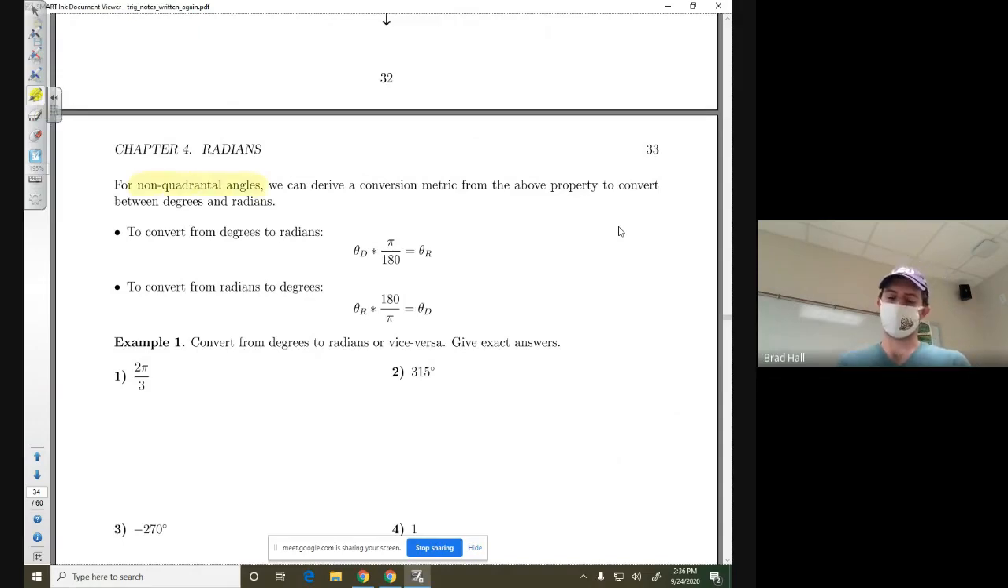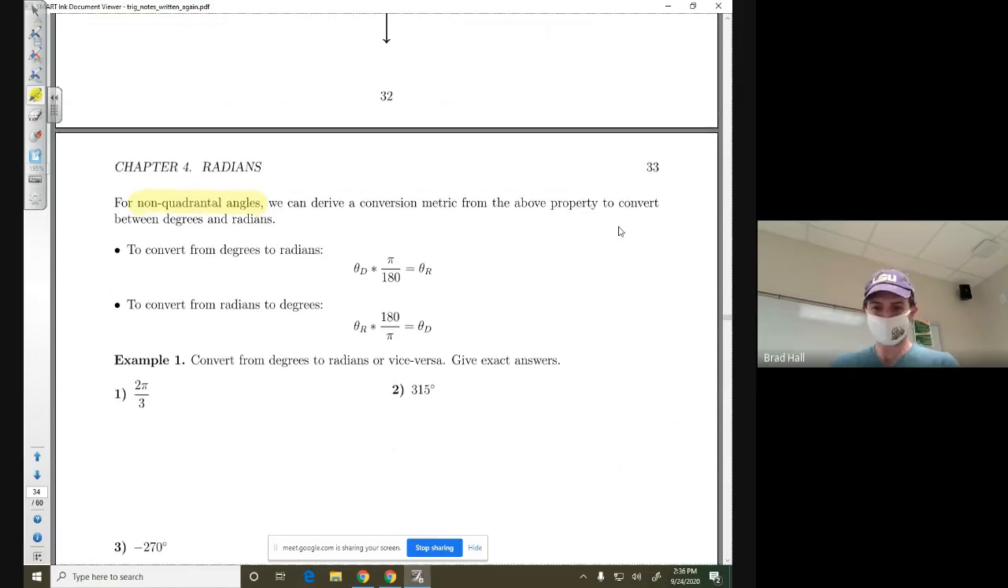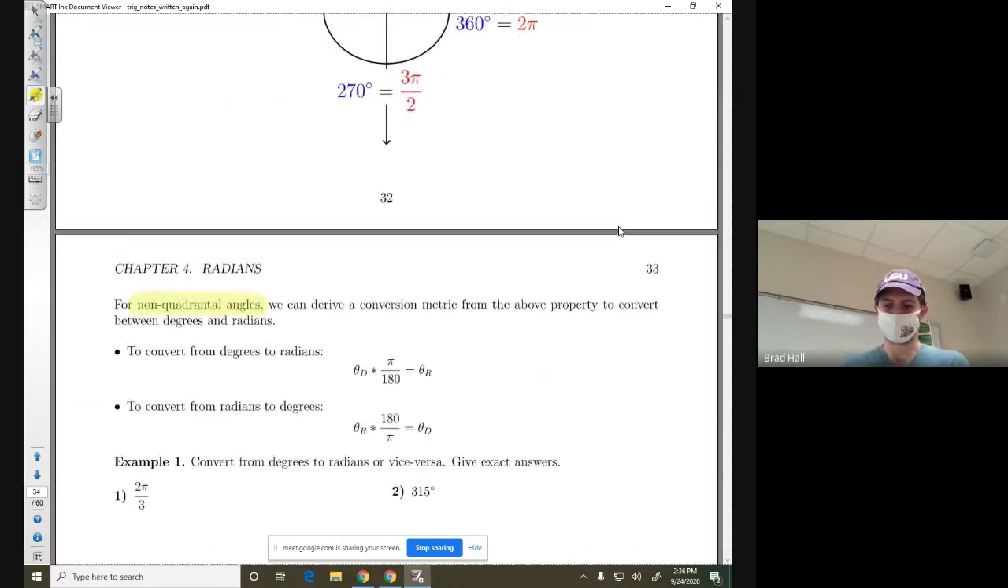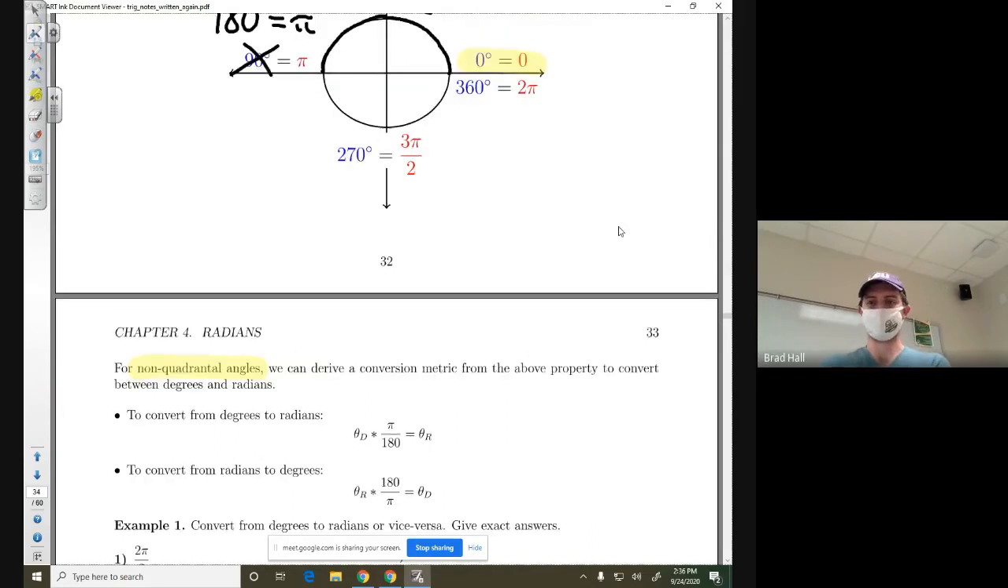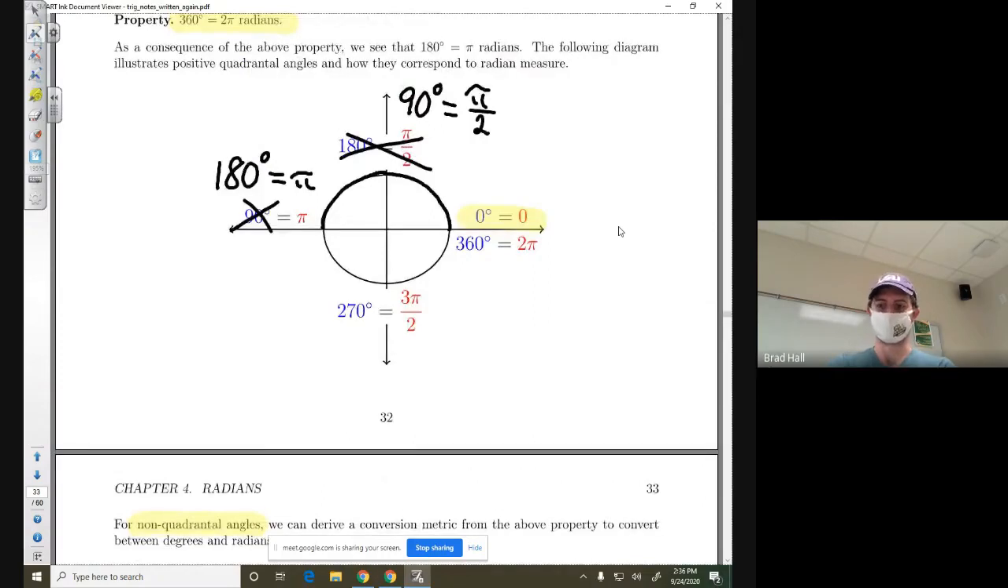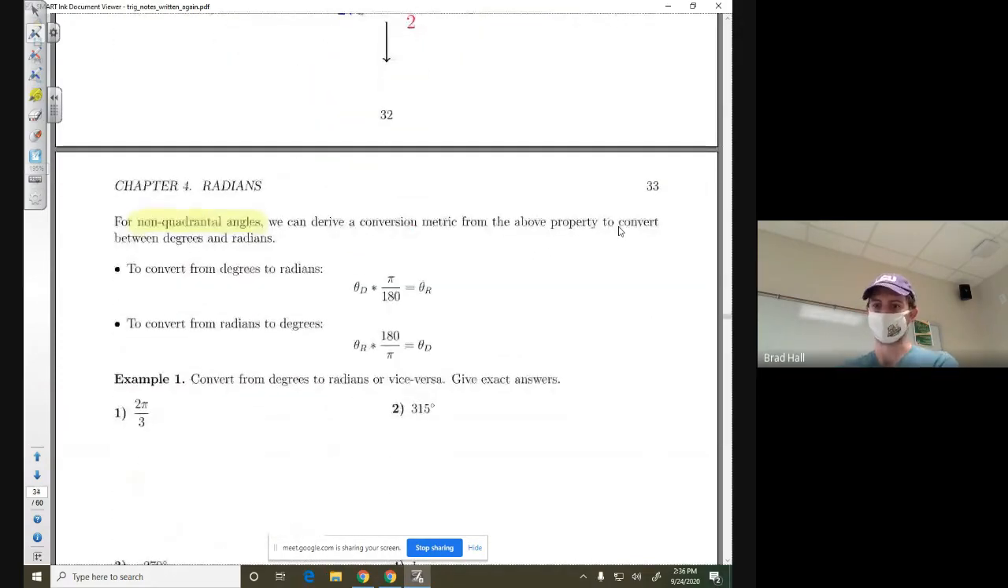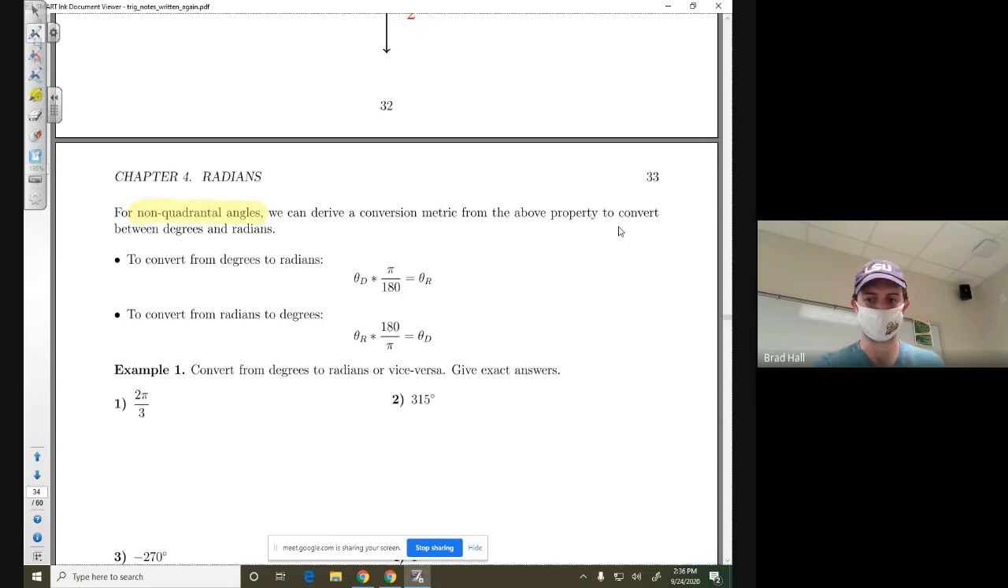Okay, the wording here is a little funky. This is also true for quadrantal angles. You can do this for quadrantal angles. It's just meaning, well, we figured out the quadrantal associations, but what about the non-quadrantal ones? But these work for quadrantals as well.